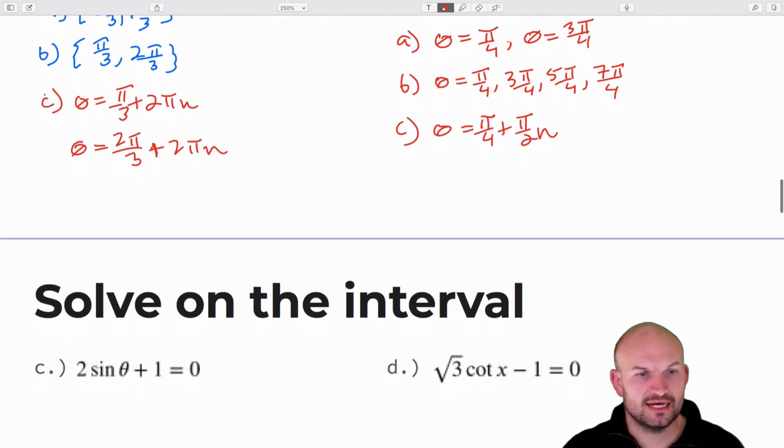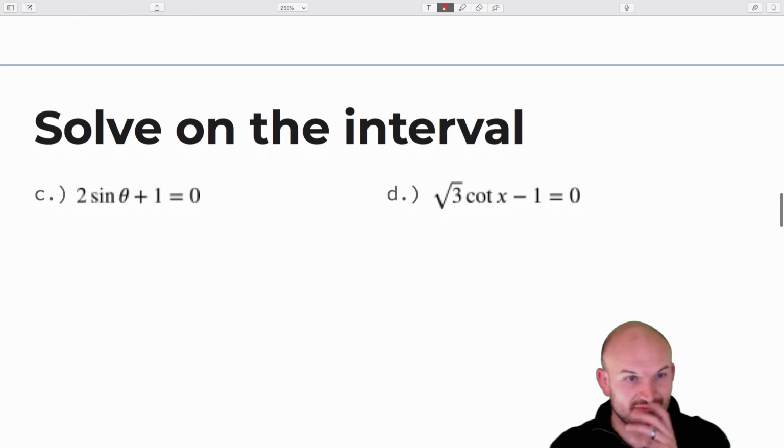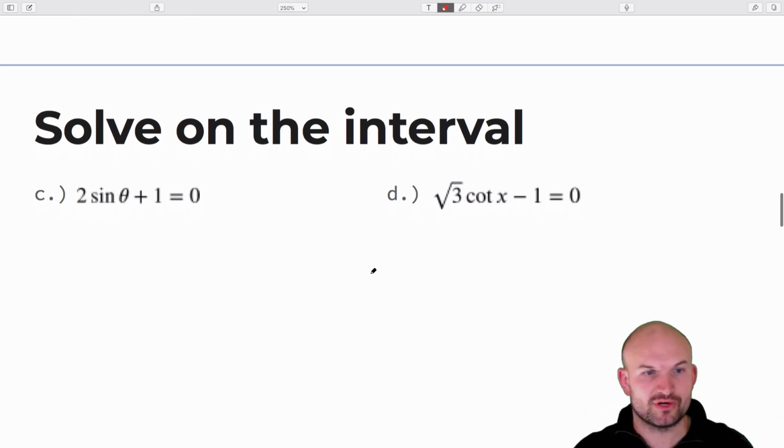All right, let's continue on. Now these are going to have a little bit more inverse operations. We kind of have two inverse operations going on here. So let's go ahead and subtract 1. Just remember to undo addition and subtraction before undoing multiplication and division.